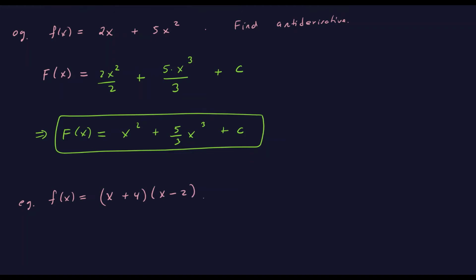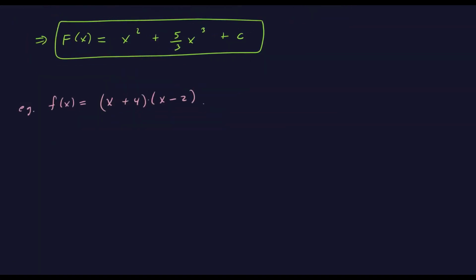So for this one, we cannot use the power rule yet because there is a product in between. So we're going to expand it and then find its antiderivative. So I'm going to go ahead and expand this. So this gives me x squared minus 2x, and this is plus 4x minus 8. So my little f simplifies to x squared plus 2x minus 8.